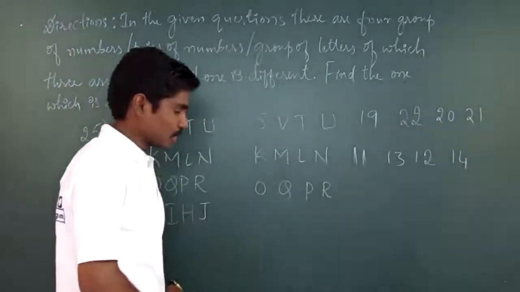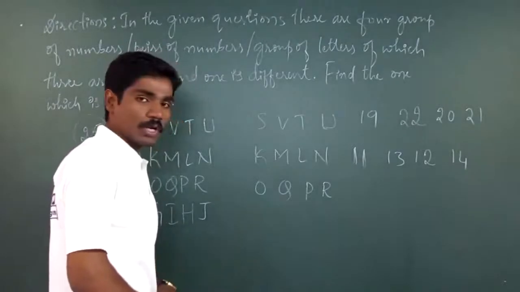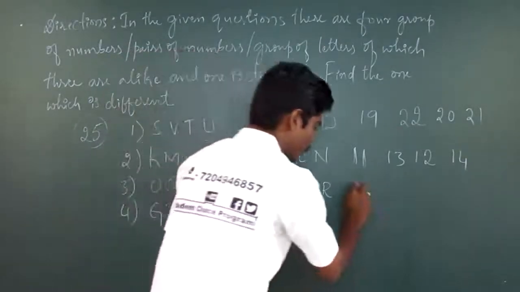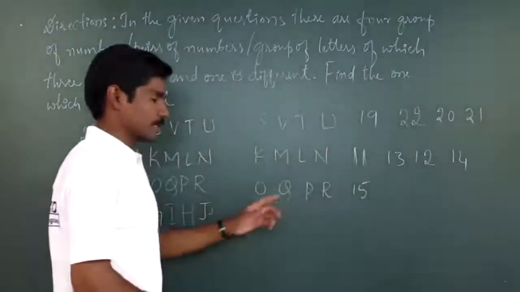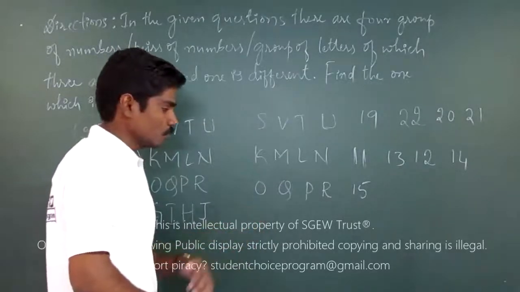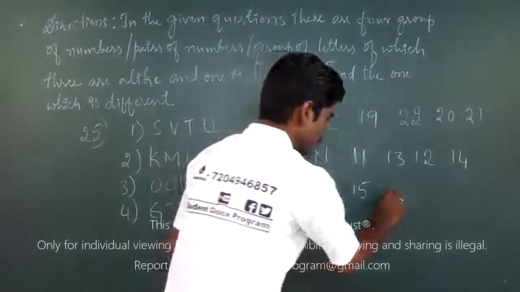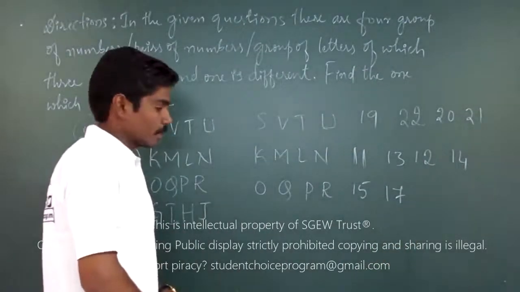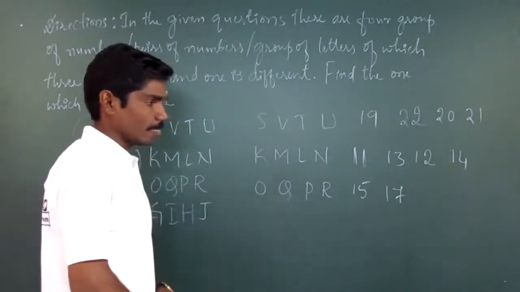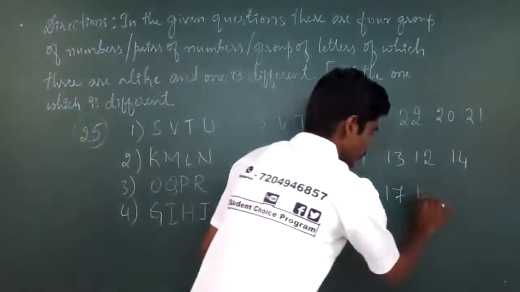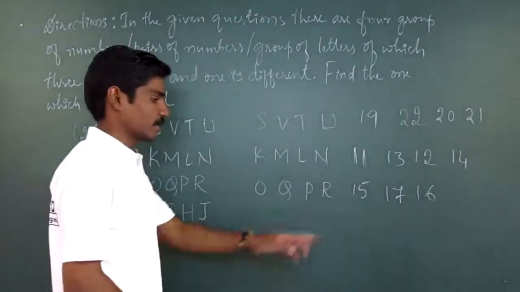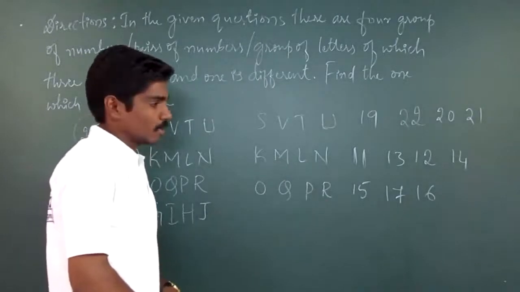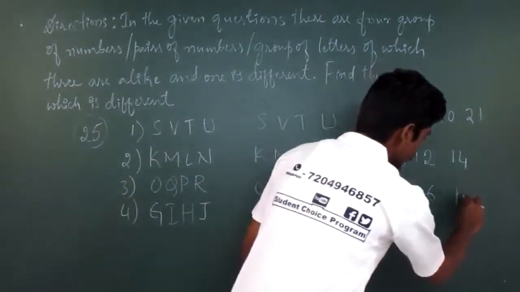Similarly, consider O, Q, P, R. Now write the positions of these letters. O has position 15. Now what is the position of the letter Q? It is 17. Now what is the position of the letter P? It is 16. And what is the position of the letter R? Of course it is 18.